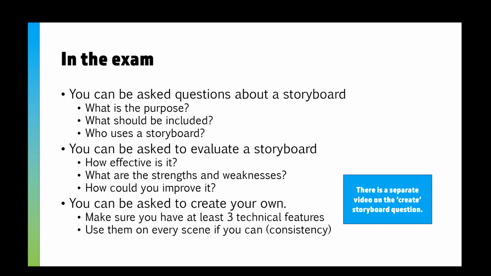Additionally, you could also be asked to create your own storyboard. Now, as I've said on the previous part of the video, you need to have at least 3 technical features, and they need to be consistently used for you to get full marks. So if you just have 3 things, but you've got one on one scene, one on another, and one on another, that doesn't count as a consistent use. So you need to have all 3 of the things you choose on pretty much each of those individual sections.